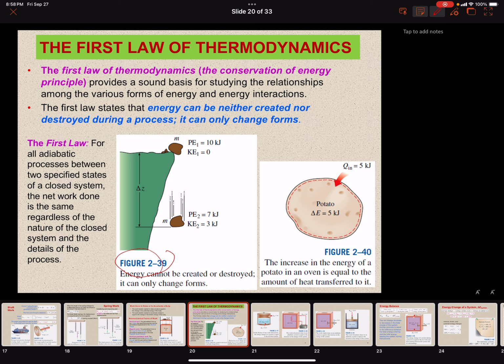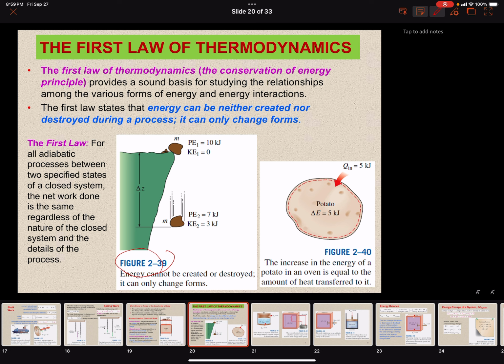this slide, the first law of thermodynamics, and I think you all know this law, which provides a sound basis for studying the relationships among the various forms of energy and energy interactions. I think you all know the first law states that energy can be neither created nor destroyed during a process. It can only change forms.